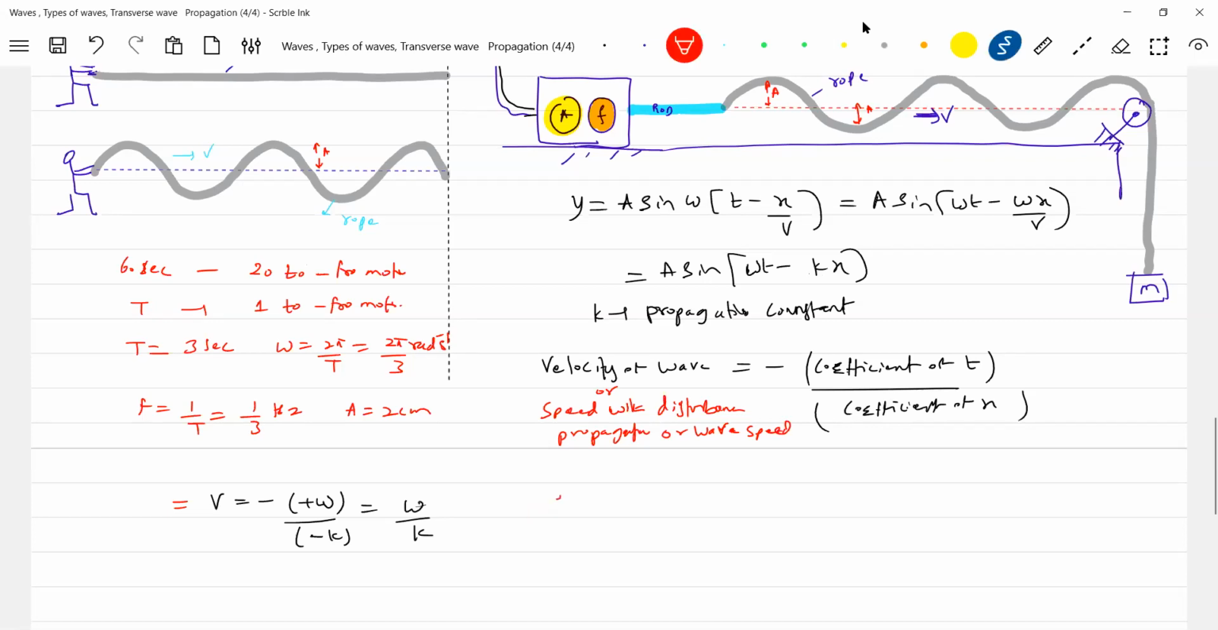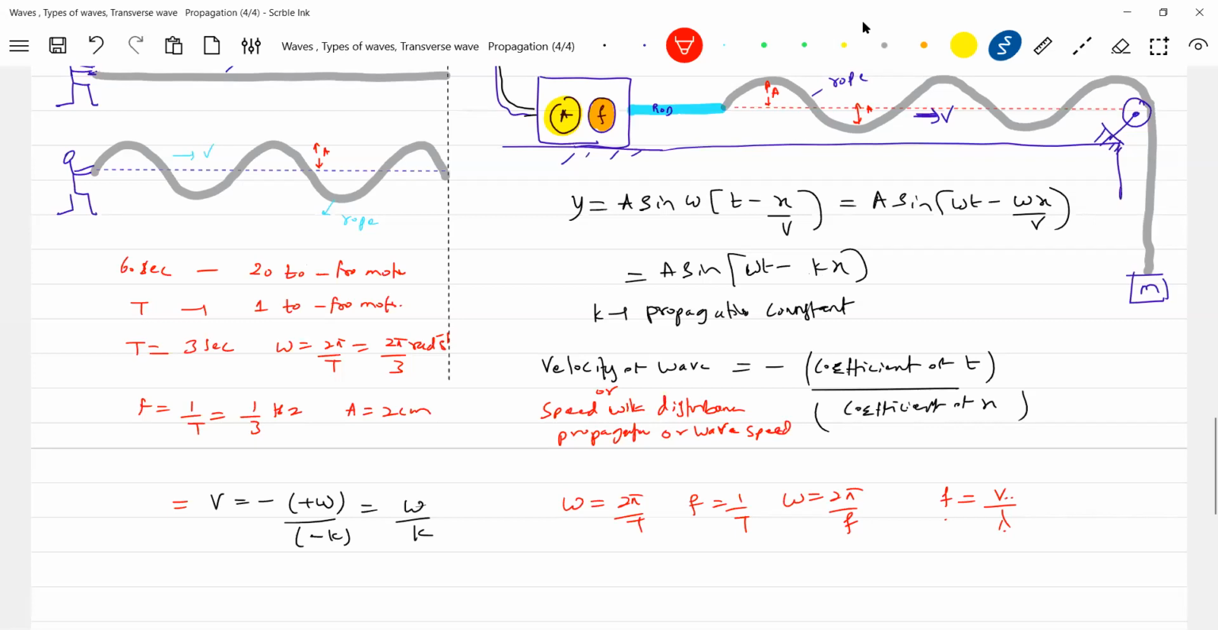Okay, next what will we write? f is equal to 1 by T, and omega is equal to 2 pi by T. So f equals 1 by T and omega equals 2 pi f. Then on the other side we know f equals v by lambda. What is v? The speed of the wave. Lambda is the wavelength, f is the frequency.